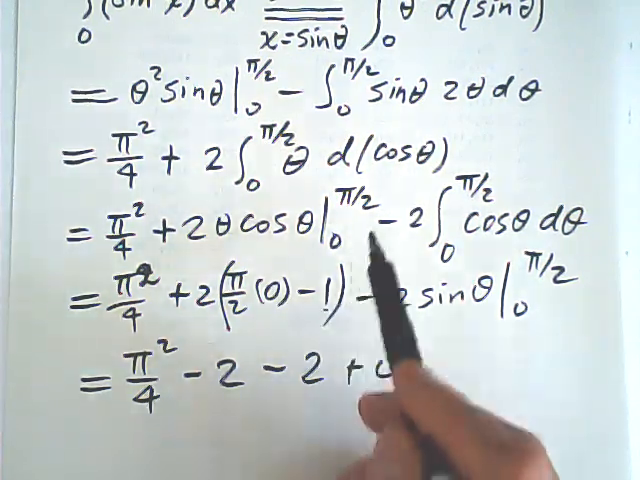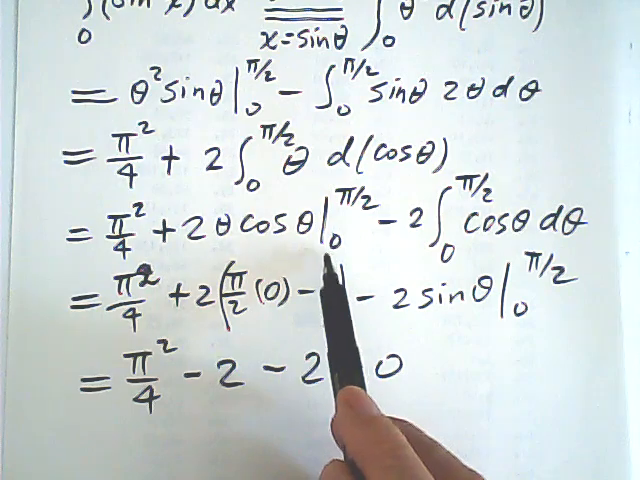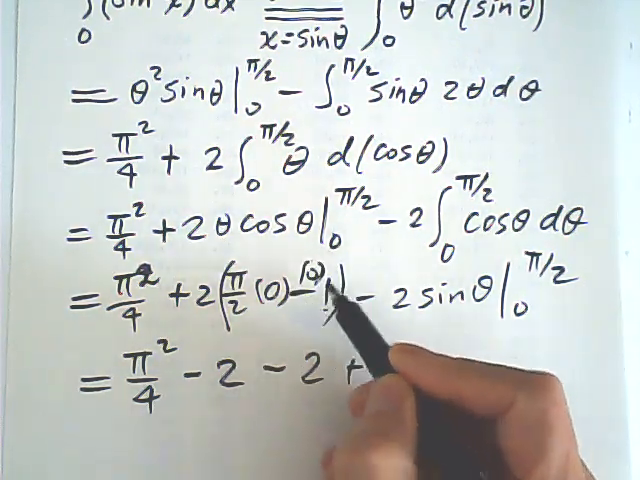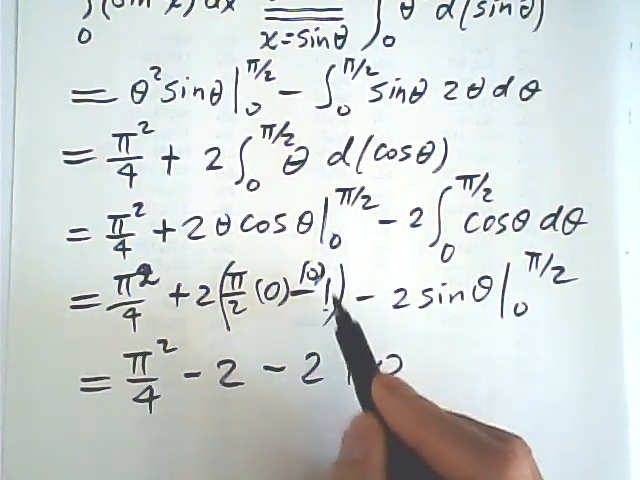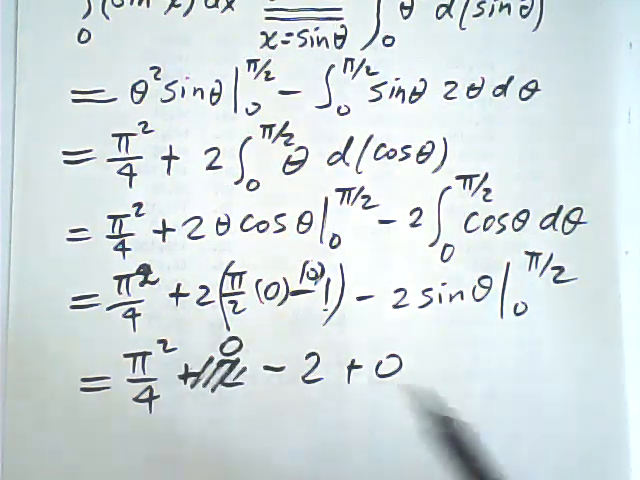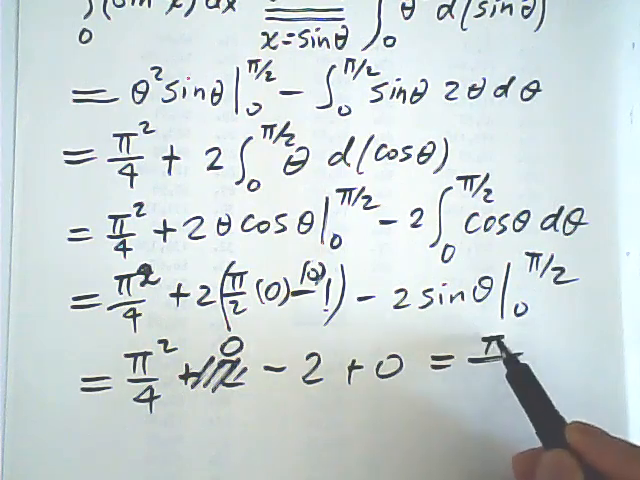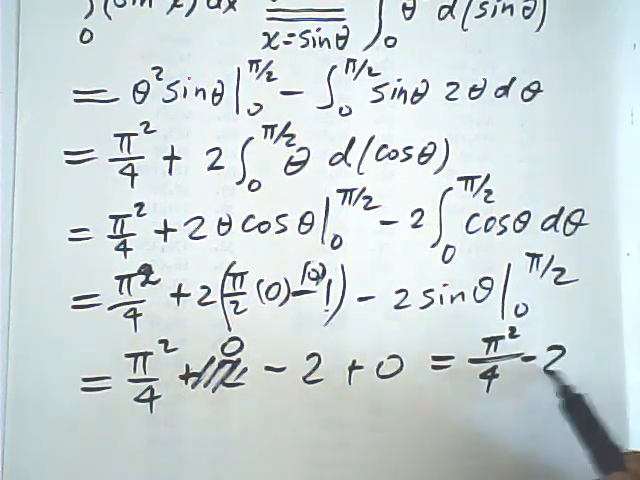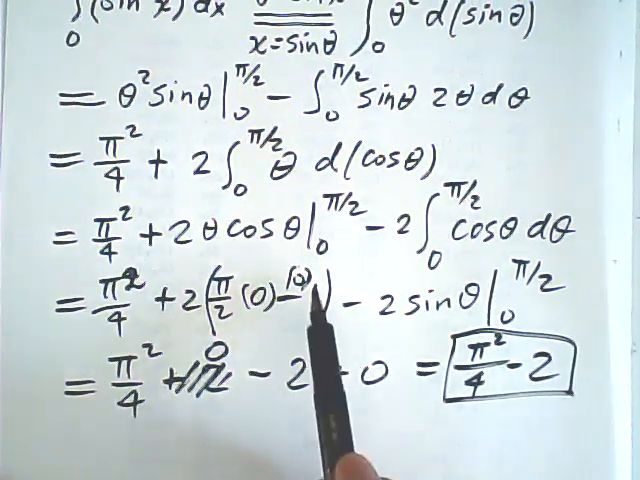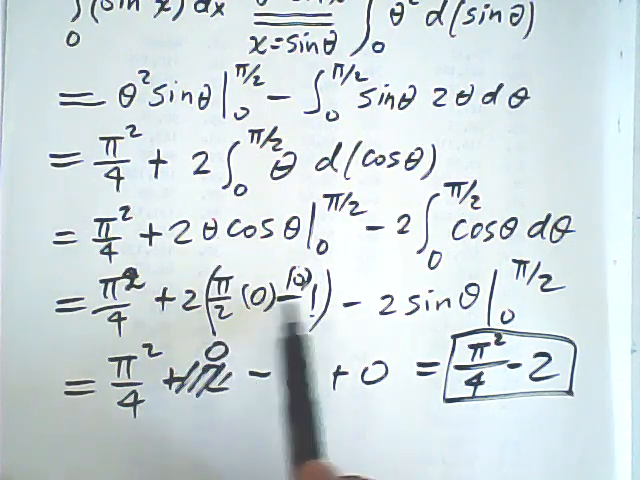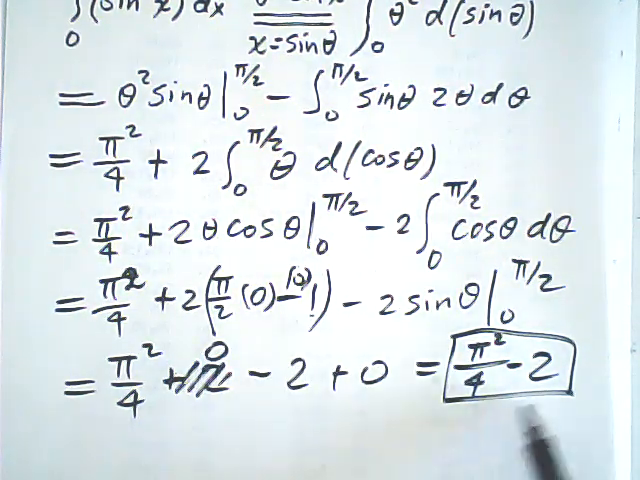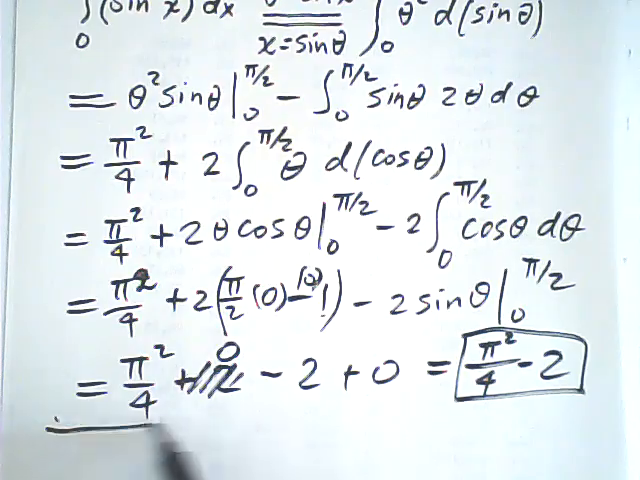I made a mistake here, right? When this is 0, I forgot a 0 here. So this is 0. This is 0 times 1, so this is 0. So the result is pi squared over 4 minus 2. Okay. Excuse me, because this is 0, therefore this whole term is 0. So this is the result of my integral by method 1.